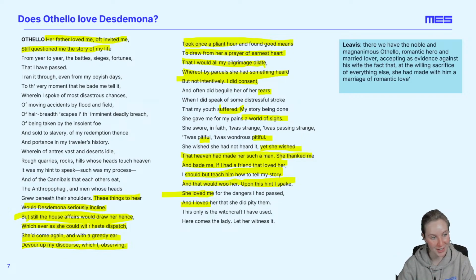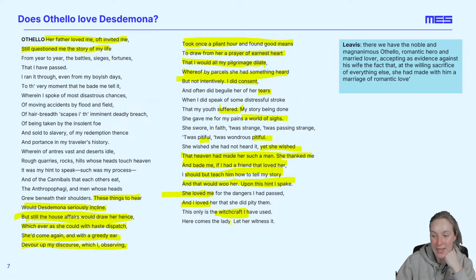With how much this play relies on clever speech and linguistic manipulation, not to say that he manipulated her into falling in love with him, but he perhaps persuaded her to, through his stories. Again, a precursor to what Iago does in using language to persuade Othello out of love with Desdemona. So we have both sides of this story.